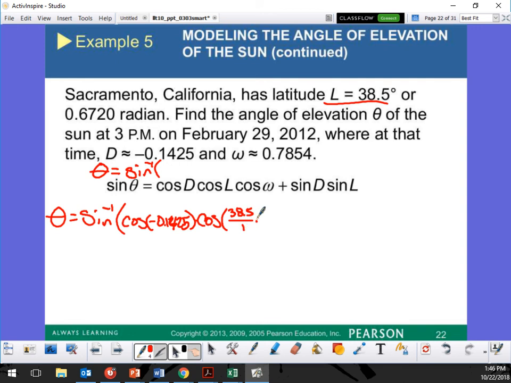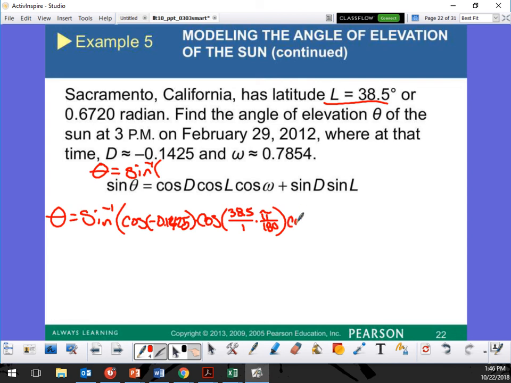Now, I have a slight issue with that 38.5. What is my issue with that 38.5? It's in degrees, and it has to be in radians. And you're going to fix that. So I'm going to multiply that by pi over 180. There we go. So I'm going to just put it in the calculator and make the calculator do it all together.